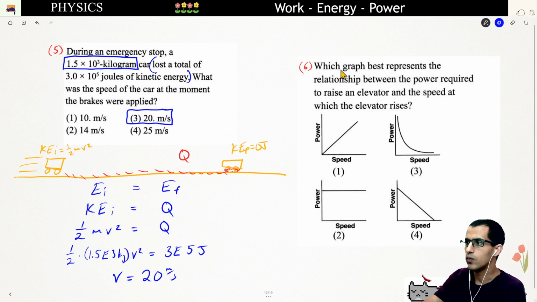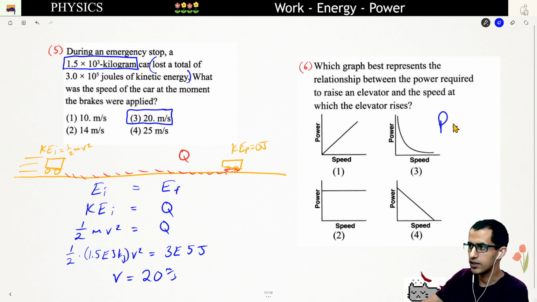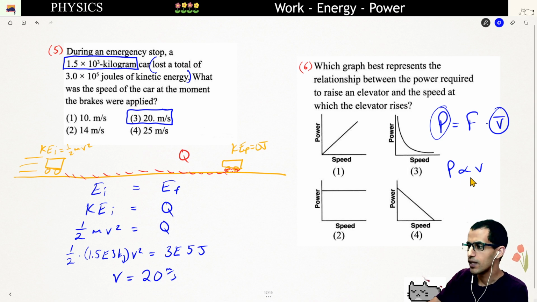Question number 6. Which graph best represents the relationship between the power required to raise an elevator and the speed at which the elevator rises? So whenever we have a graph question like this, where we're comparing two variables, I need to find the equation that has these two variables. And that equation would be power is equal to force times velocity. And then I isolate those two variables, power and average velocity, average speed, and notice that they are proportional to each other. And so the graph that shows the two variables being proportional like this is graph number 1. In other words, it's showing me a graph of y equals x.